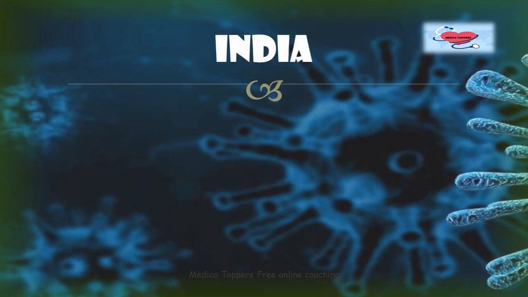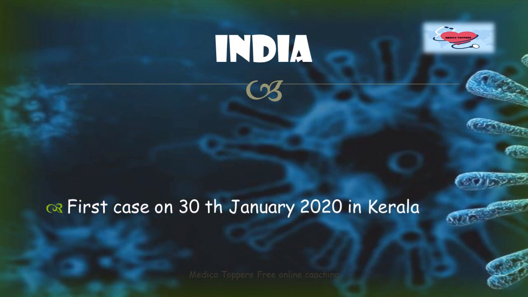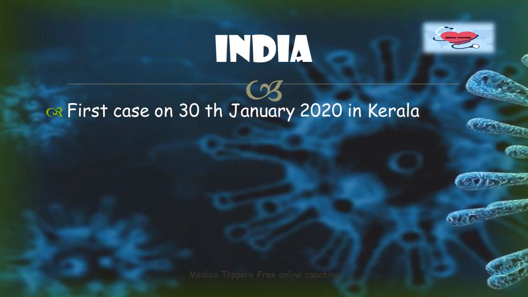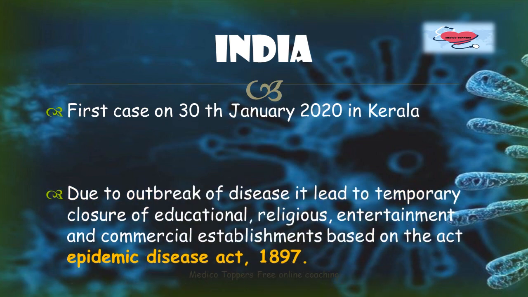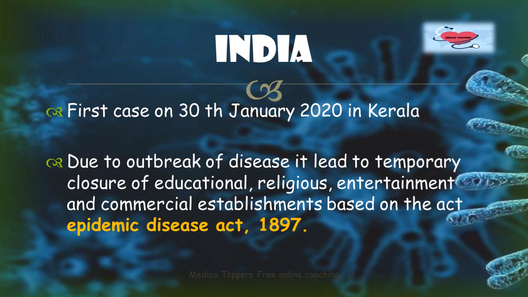Let's see some details regarding COVID-19 related to India. First, the case was reported on 30th January 2020 in Kerala, and we know what steps our government took. Due to the outbreak of the disease, the countrywide lockdown had been announced, and it is based on the Epidemic Disease Act 1897. Try to remember the year also. Epidemic Disease Act 1897.